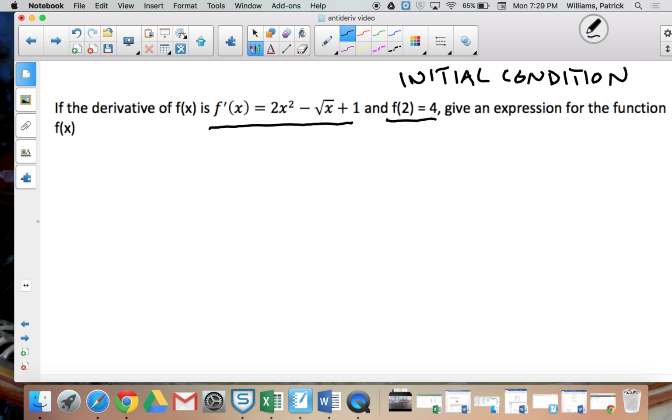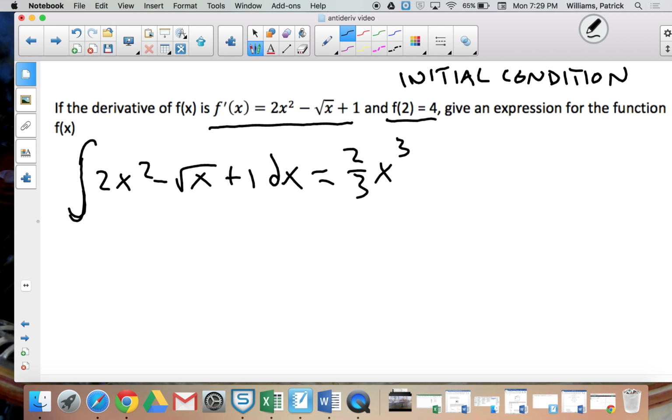The first thing we want to do is evaluate our indefinite integral, which is going to be the integral of 2x squared minus square root of x plus 1 dx. If you go through and do that, you will get 2/3 x cubed minus 2/3 x to the 3/2, remembering that square root of x is the same as x to the 1/2. Then I just apply the power rule to that. Then we will have plus x, and finally plus c. So now what we've got to do is solve for that c. If you did not get that indefinite integral correctly, why don't you start from here and figure out how you would solve for that value c.